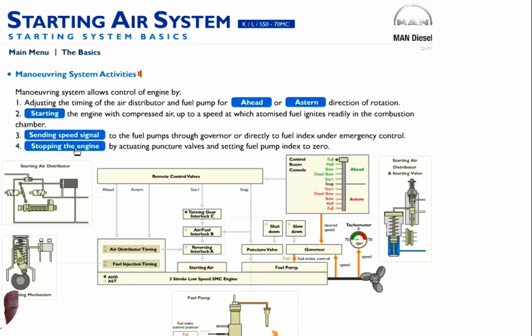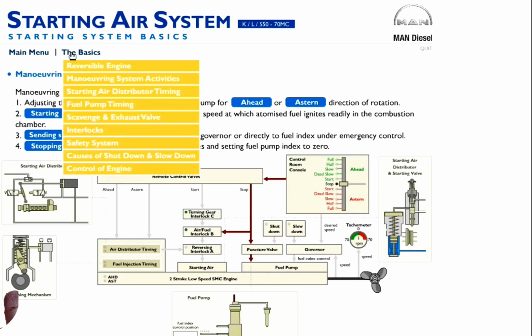And for stopping the engine, let's press stop the engine. Okay, let's stop. We go to half, slow, dead slow, stop. Okay, and the signal goes to air fuel interlock B, puncture valve, fuel pumps, and through that we cut the fuel to the engine, so our engine stops. So let's continue to another basic.